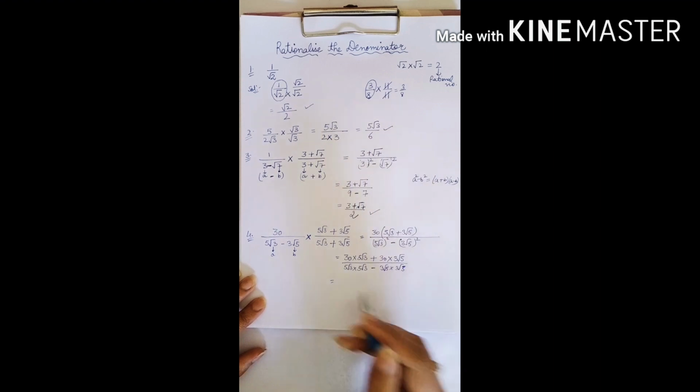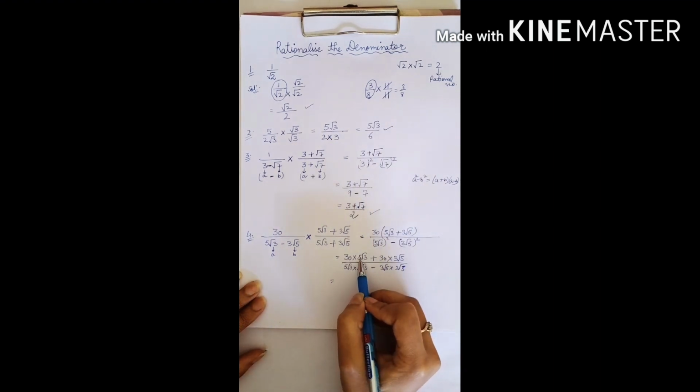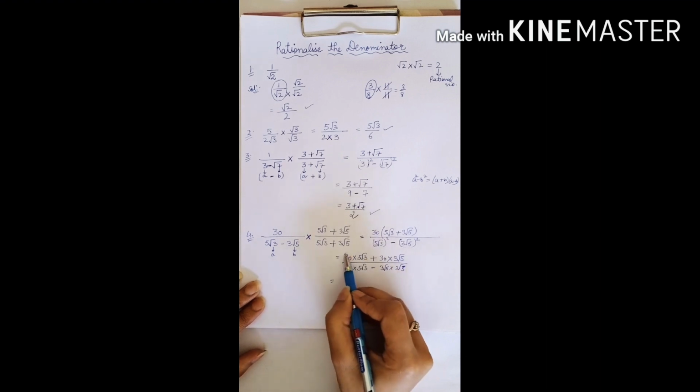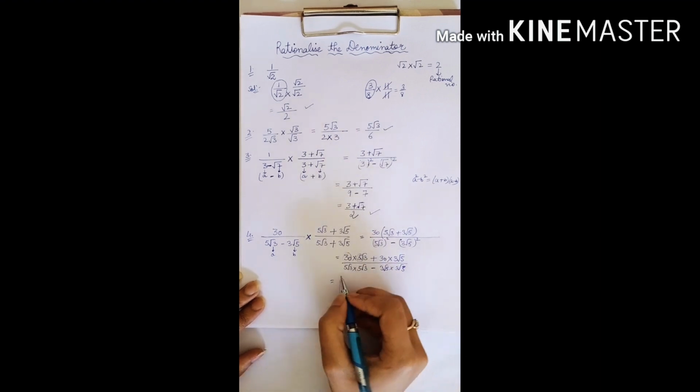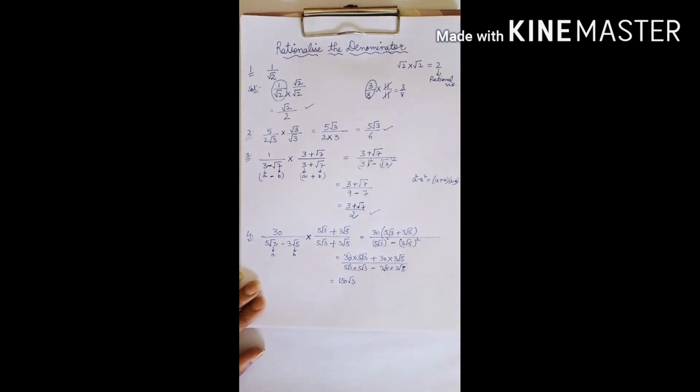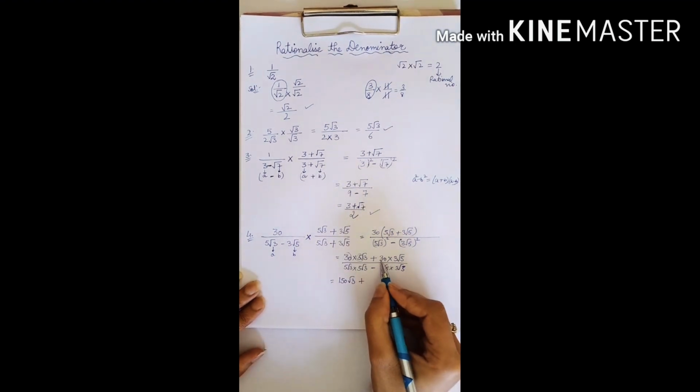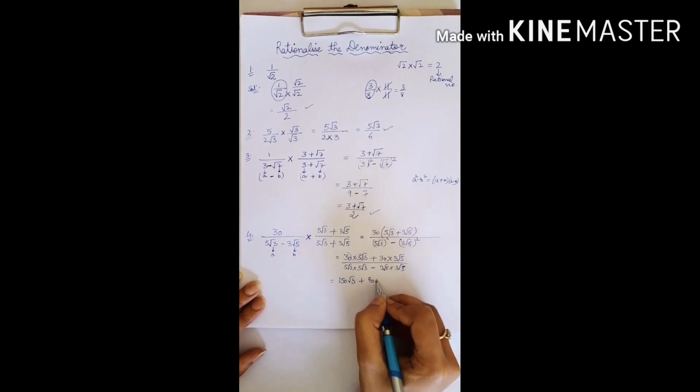Okay, now 30 into 5. We can't multiply 30 into root 3. We will multiply these numbers first. 30 into 5 is 150 and root 3 we will write here like this. Now again 30 into 3 is 90 and root 5.